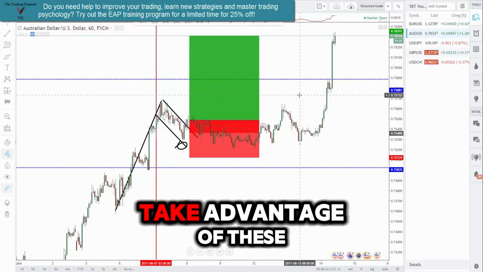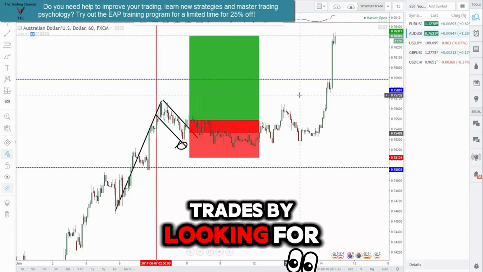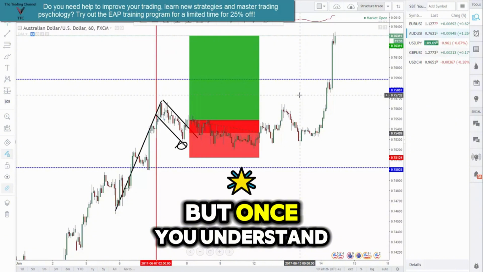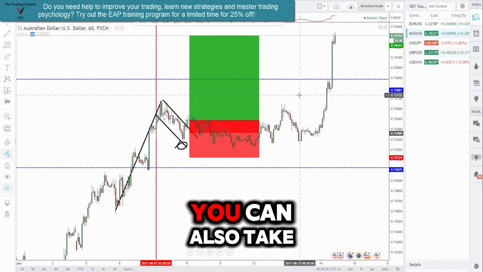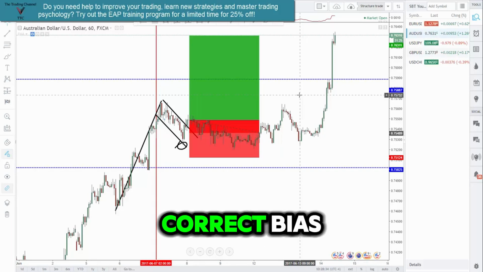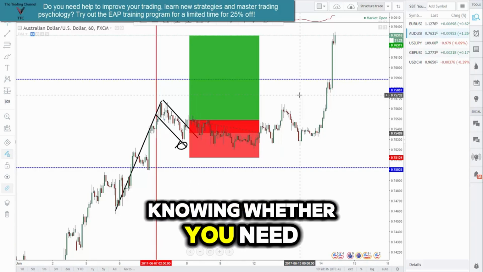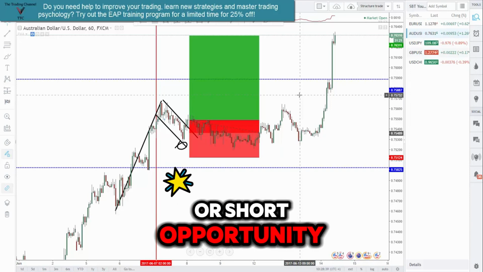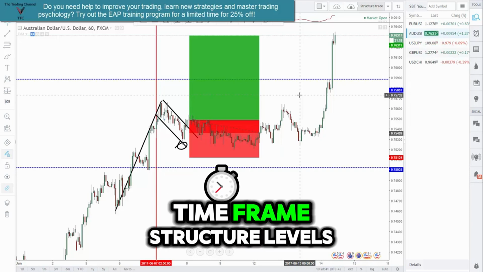Not only can you take advantage of these trades by looking for trading opportunities at these levels, but once you understand the way structure works, you can also take advantage in between these levels with the correct bias. And when I say the correct bias, I mean knowing whether you need to be looking for a long or a short opportunity based on the higher time frame structure levels.